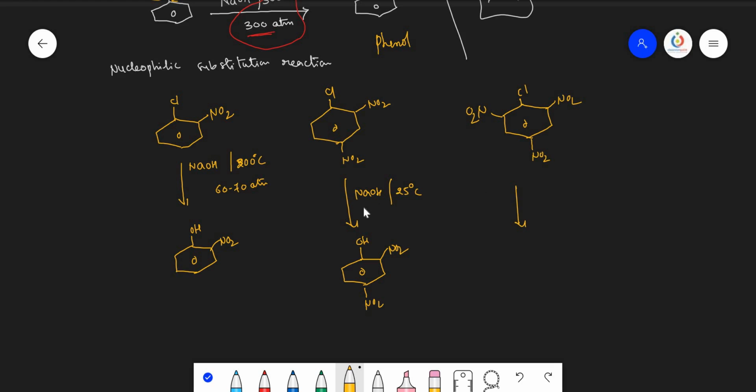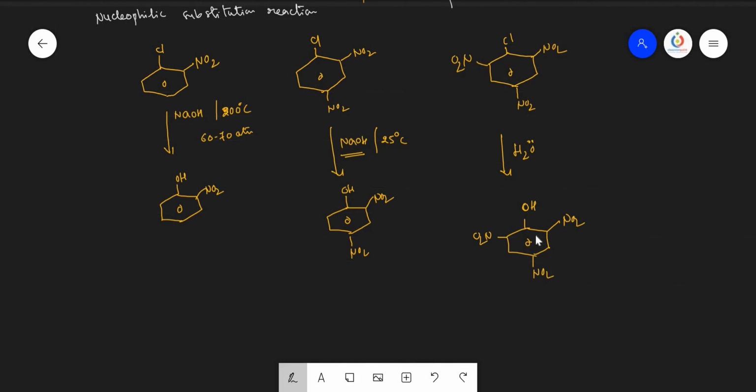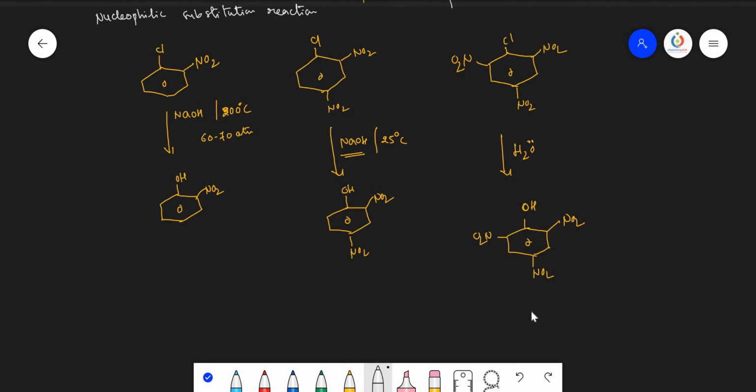Now in this condition, you don't even need the help of NaOH, just use H2O, enough. Means water is actually a weaker nucleophile than the OH minus ion. Even the water molecule is able to replace the chlorine from that benzene ring and able to provide this particular molecule. Okay, and among these molecules, the name of this molecule is picric acid.